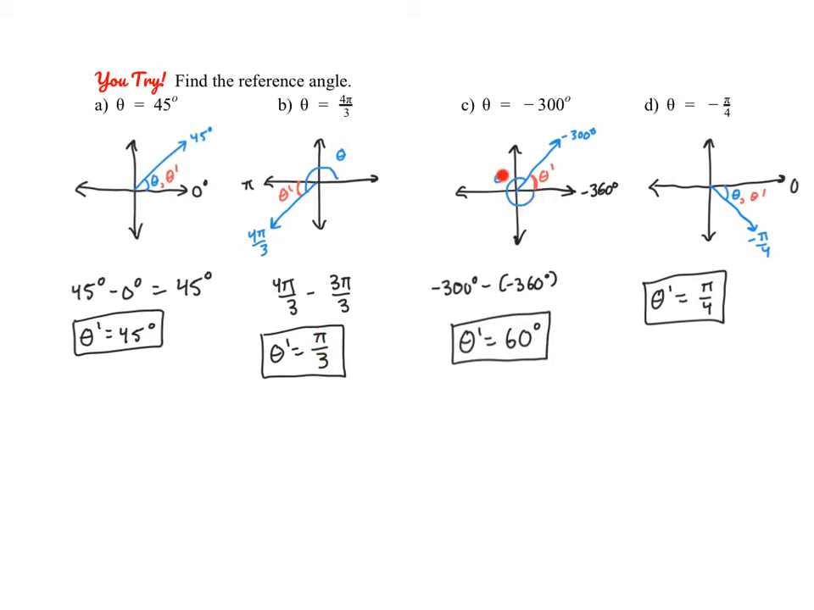Negative 300 degrees falls in quadrant 1, and the distance from negative 300 to negative 360 is 60 degrees. Remember, the reference angle should always be positive. And then last, negative pi over 4 falls here in quadrant 4, but you can see the distance from that line to the closest x-axis is just pi over 4, so it's just positive pi over 4.